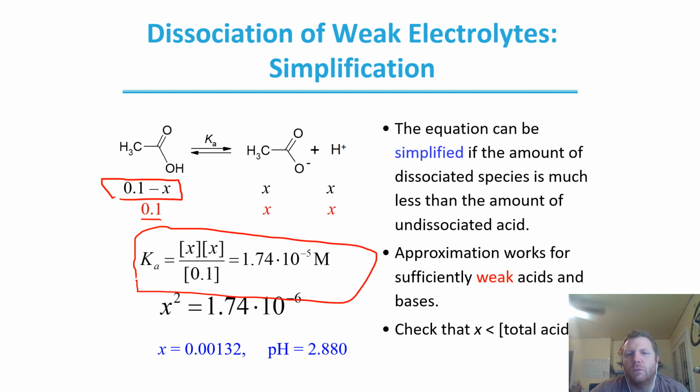x squared is equal to 1.74 times 10 to the negative 6th, which ultimately gives you your x value and your pH. Our difference is not even really noticeable. This is going to work for sufficiently weak acids and bases. All right.